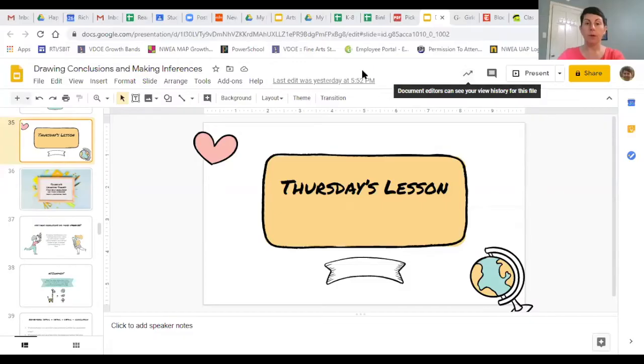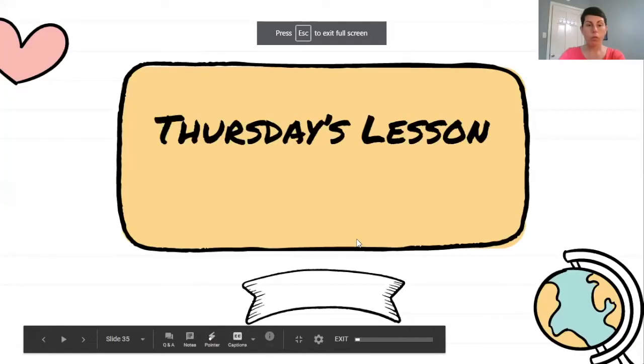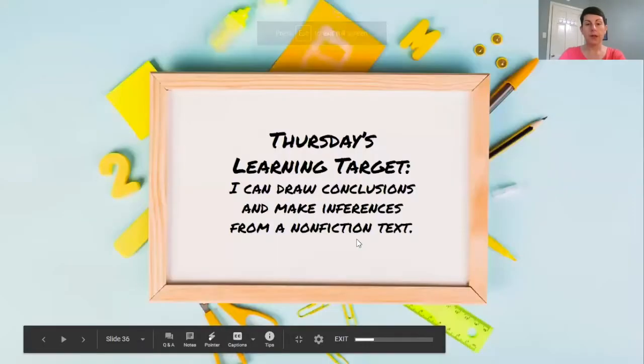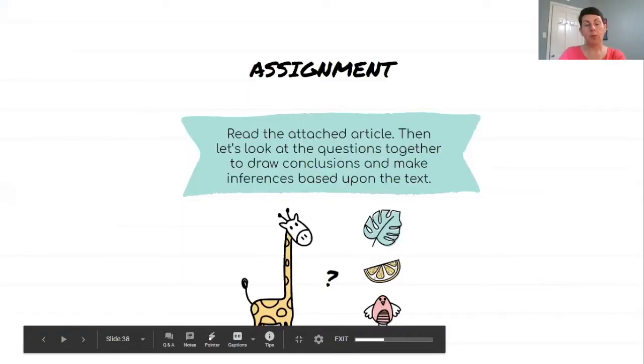In order to be successful for today's lesson, you will need access to the article that we're going to be reading, and you will need a pen and paper. So today's lesson is that I can draw conclusions and make inferences from a nonfiction text. What we're going to do is read the attached article, then look at questions together to draw conclusions and make inferences based upon the text.